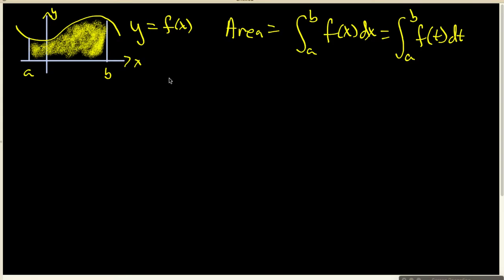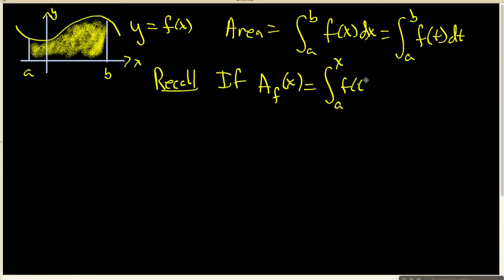So the thing that I want to do is remember a couple of things. The first thing is I'm going to recall that from the first fundamental theorem of calculus, if I set A of x equal to the integral between a and x of f of t dt, then I know that the derivative of that area accumulation function is just f of x.